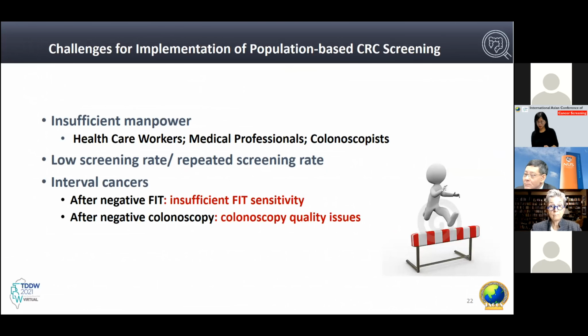There are some challenges that we need to encounter. First, insufficient manpower, including healthcare workers, medical professionals, and colonoscopists. Second, we need to work on how to improve the screening rate and the repeat screening rate. Next, we need to solve the problem of insufficient FIT sensitivity and colonoscopy quality issues, leading to interval cancer with FIT or colonoscopy negative results.